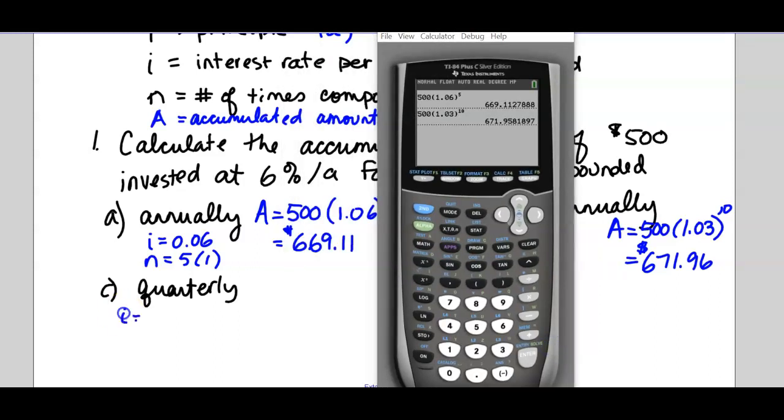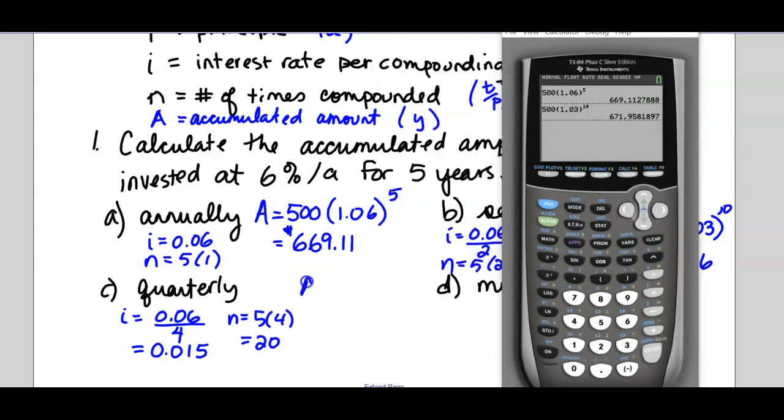Quarterly, 6% per year divided by 4. And N would be, so quarterly, 4 times a year for 5 years. So 5 times 4 is 20 times. It's going to calculate interest.